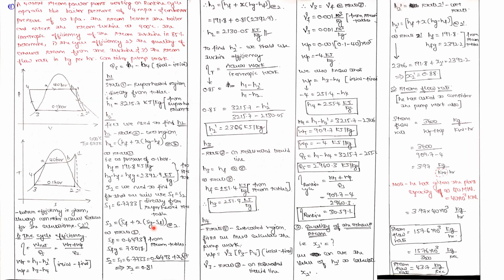You can directly take it from the steam table, and the only unknown factor would be X2, which you will calculate like this. Clear? So this is your X2. Once you know the value of X2, you can calculate H2 by using this relation. HF you know at 0.1 bar and HFG at 0.1 bar you know. Just substitute it, you will get the value of H2.